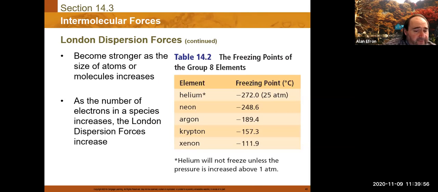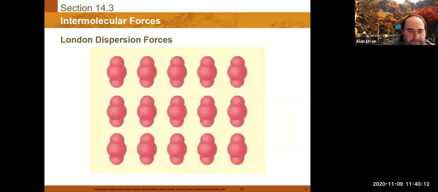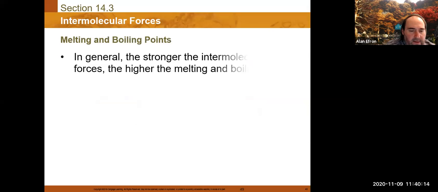So again, dispersion forces become stronger as the size of the atoms increases, because there are a lot more electrons, a greater chance of those electrons moving around. In general, as I mentioned, the stronger the intermolecular force, the higher the melting and boiling points we would expect. So if you can identify something as using hydrogen bonding, we definitely would expect it to have a higher melting point and boiling point than something that is using dispersion forces.